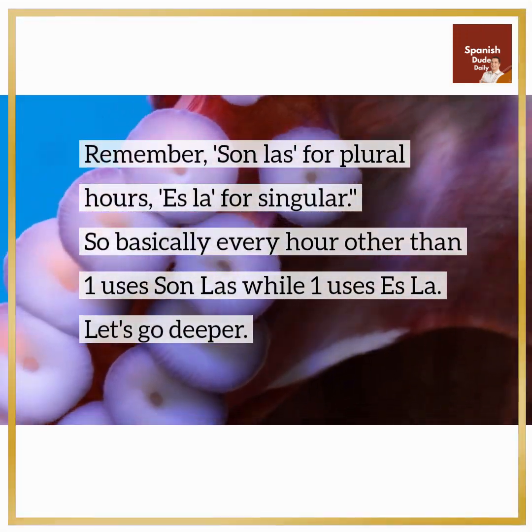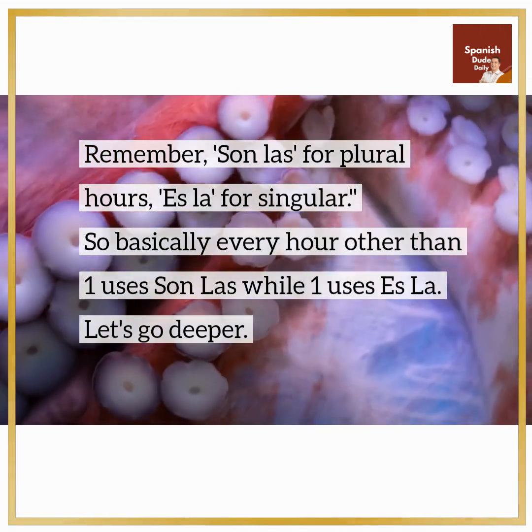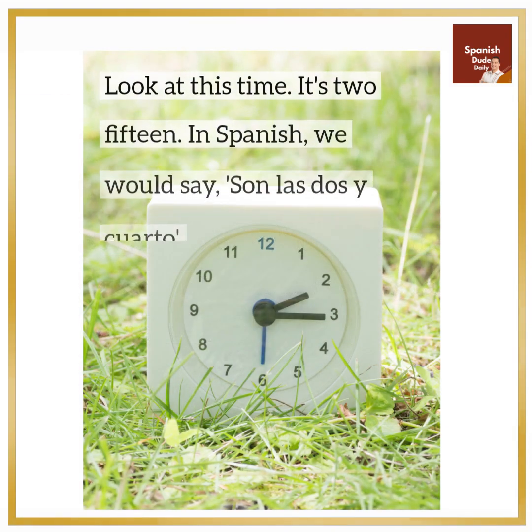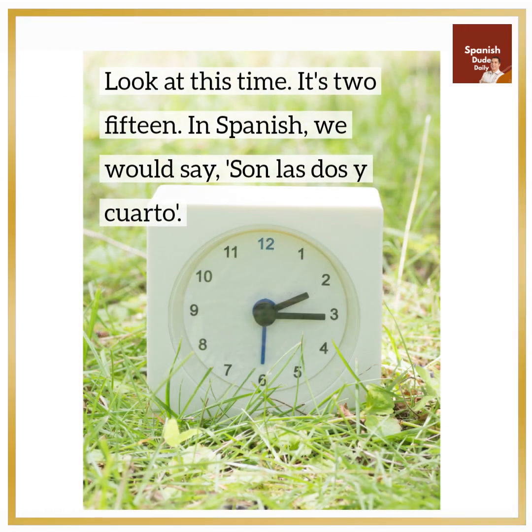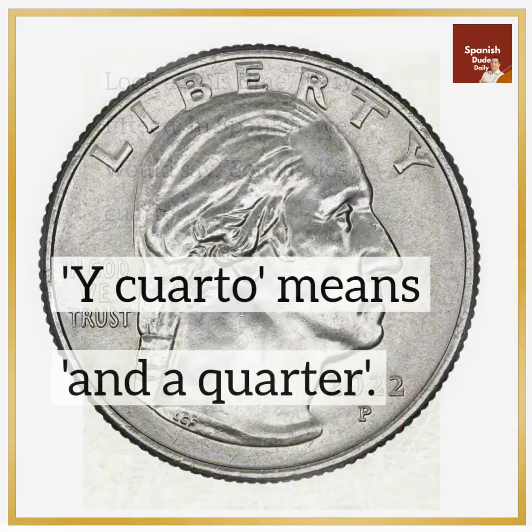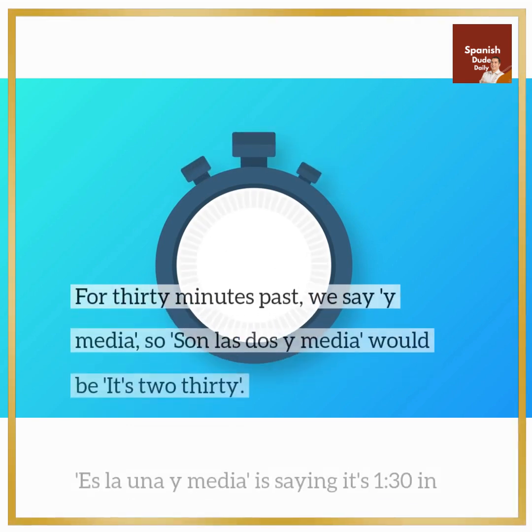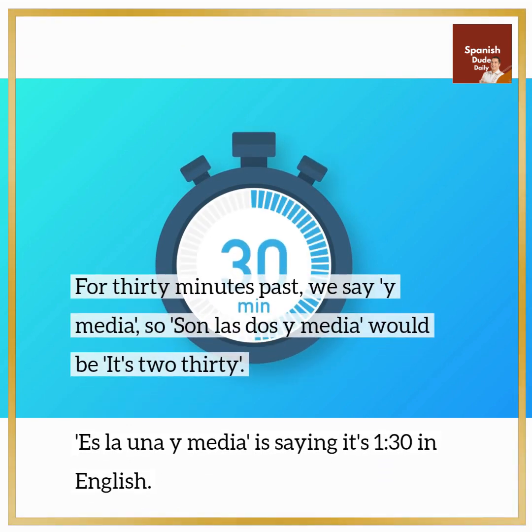So basically, every hour other than one uses son las, while one uses es la. Let's go deeper. All right, look at the time on this clock. It's 2:15. In Spanish, we would say son las dos y cuarto. Y cuarto means and a quarter. For 30 minutes past the hour, we say y media, like and a half. So son las dos y media would be it's 2:30.